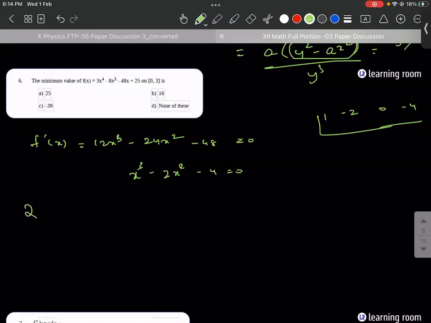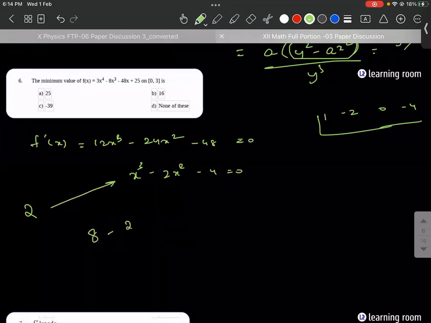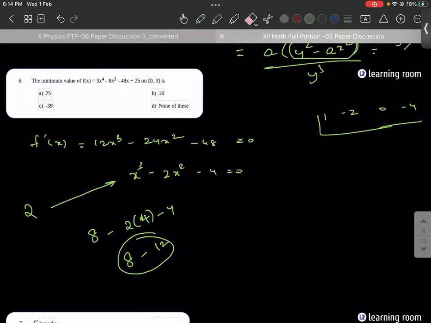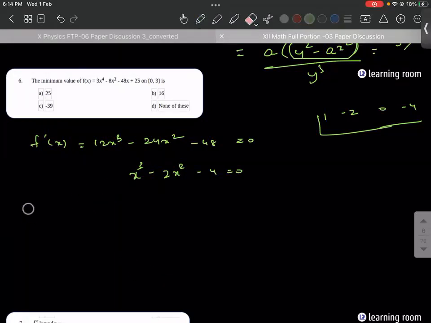Can we substitute 2? When you substitute 2, you will get 8 minus 2 into 4 minus 4. So it will be 8 minus 12, which is not working. Then what else can we have? That doesn't work then.